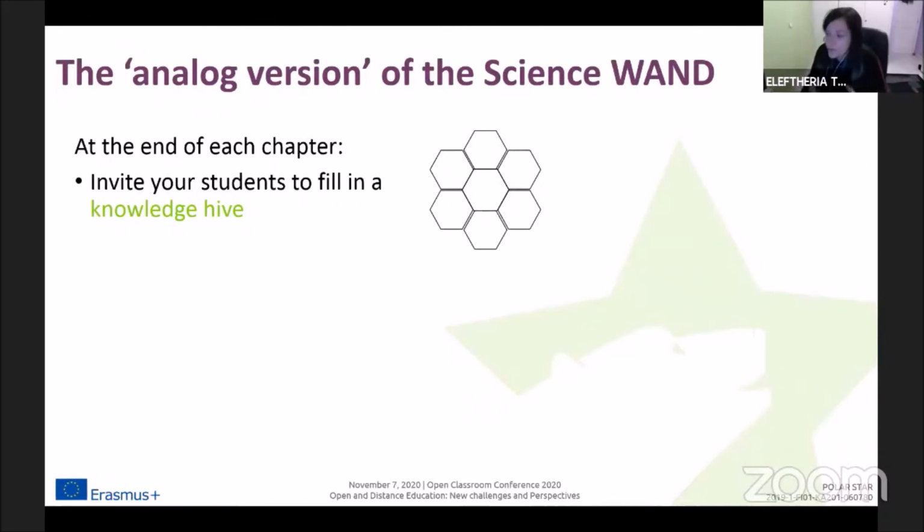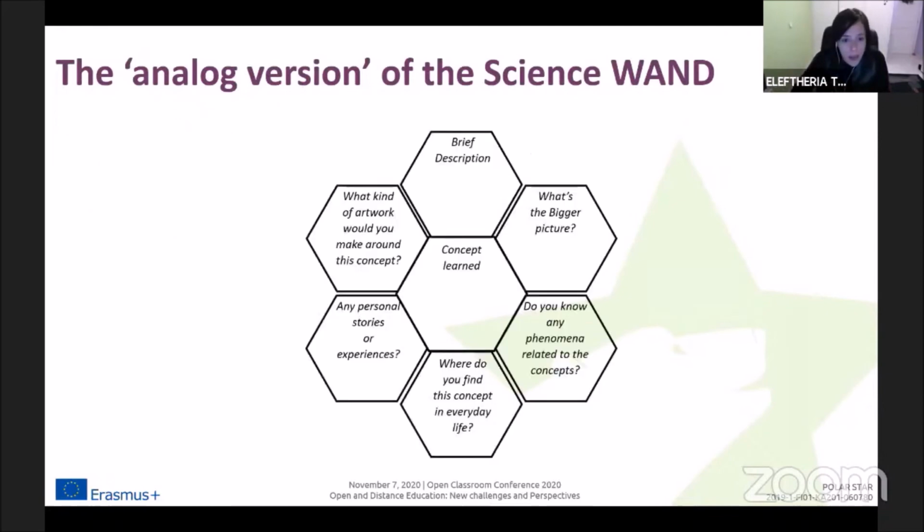What is a knowledge hive? It's there for inspiration. And it's a hive that has a bunch of questions. So every time they learn something new, you ask your students to fill in this hive, or maybe you can change it around if you want. You can ask them about what is the bigger picture behind what they've learned.